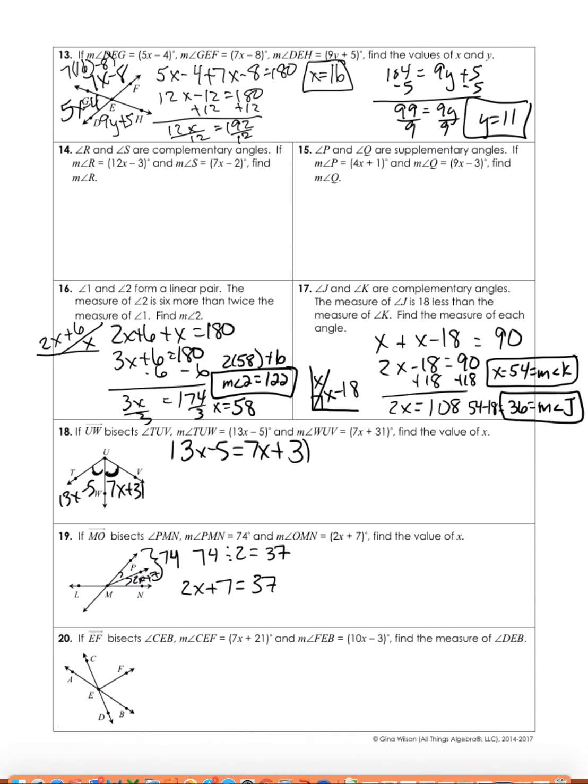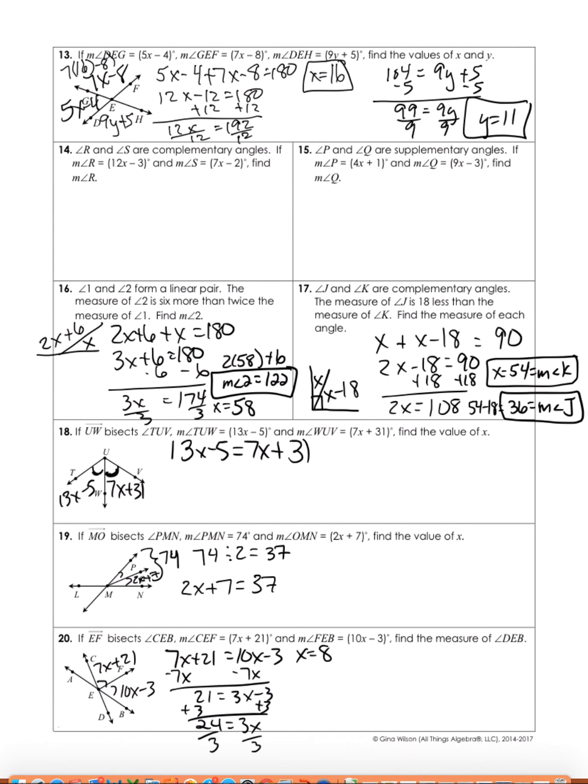And finally, EF bisects CEB. So these are congruent. CEF is 7x plus 21. FEB is 10x minus 3. Find DEB. Okay, so this is a little bit different. We're going to start out by saying since these angles are equal with the bisect, then I can set the expressions equal. So I'm going to say 7x plus 21 equals 10x minus 3. I'm going to subtract 7x from both sides. I'm going to add 3. And then when I divide by 3, I'll get x equals 8.